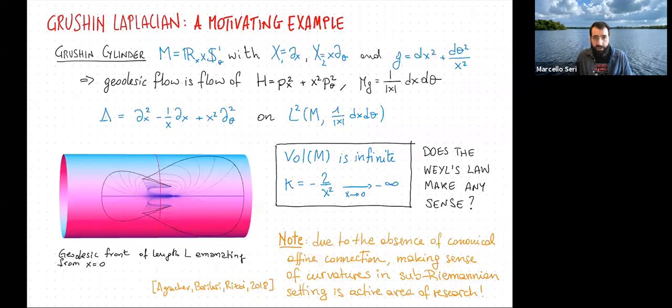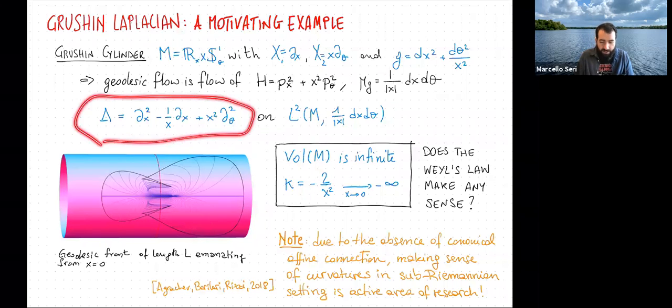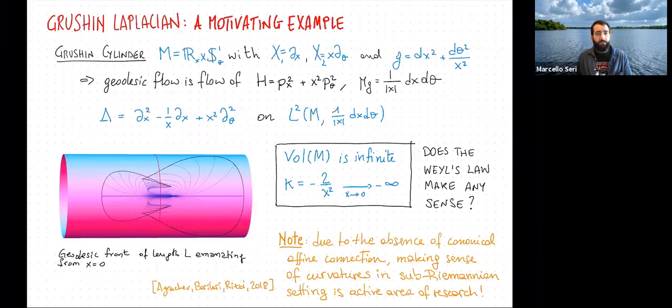Computing the sub-Laplacian in this case, we use the explicit formulas. It's very easy. It's just d_x squared minus 1 over x d_x plus x squared d_theta squared. This is separable. You can actually solve it explicitly. You can write the eigenfunctions in terms of Bessel and hypergeometric functions. So it's beautifully simple to study. And that's the power of this simple example. You can do everything explicitly. You can compute the volume, which is going to be infinite. Unfortunately, it grows like 1 over x. You compute the curvature, you see that it blows up. It's minus 2 over x squared.